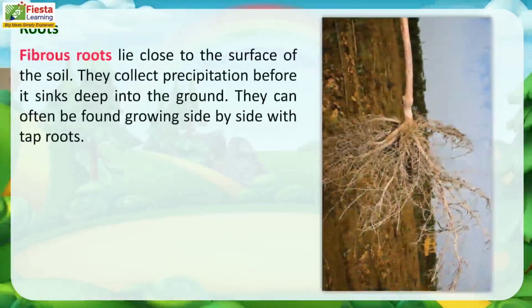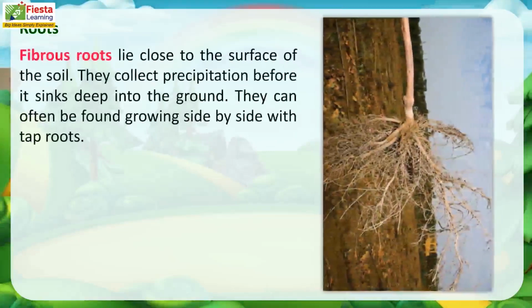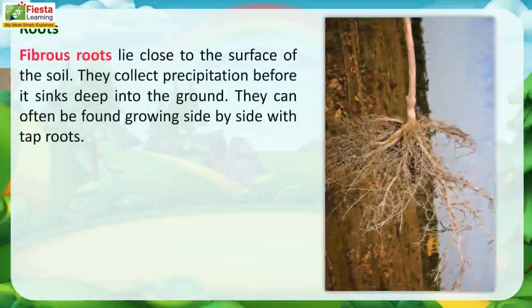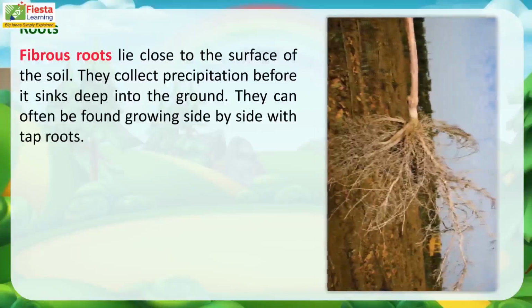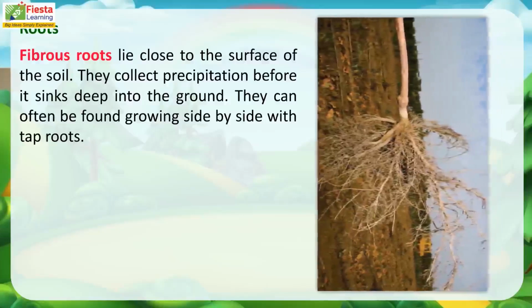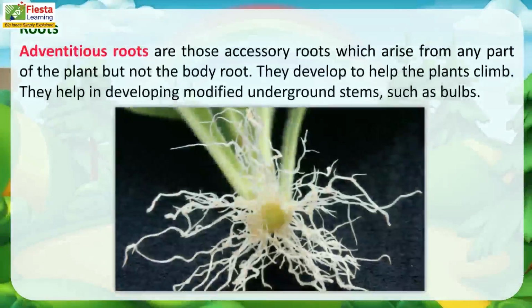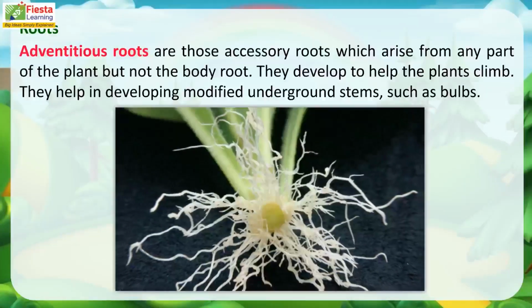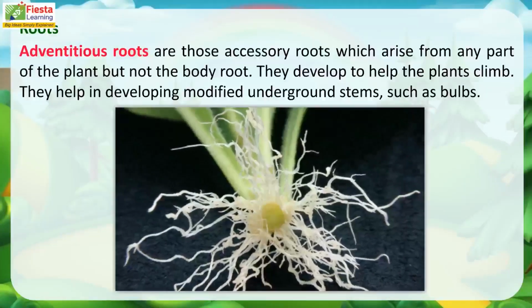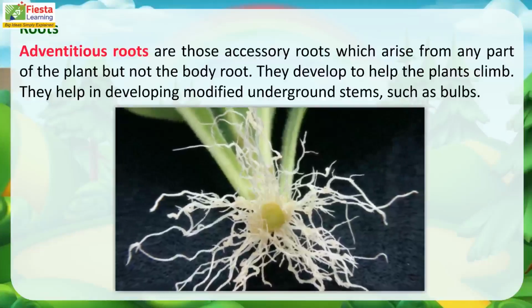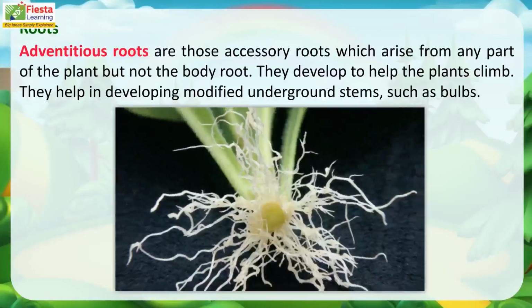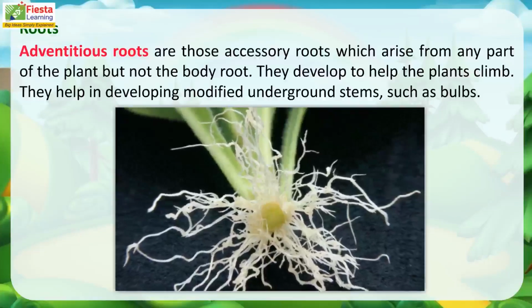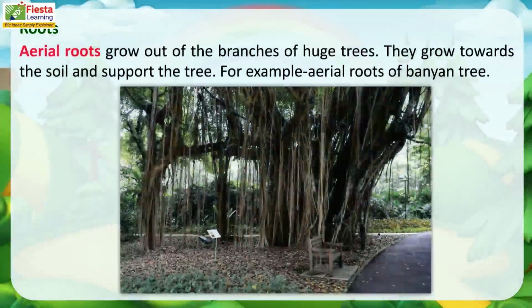Fibrous roots lie close to the surface of the soil. They collect precipitation before it sinks deep into the ground. They can often be found growing side by side with taproots. Adventitious roots are those accessory roots which arise from any part of the plant but not the main root. They develop to help the plants climb. They help in developing modified underground stems such as buds.